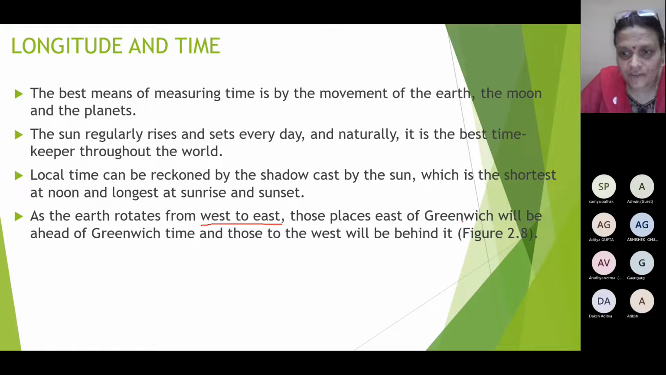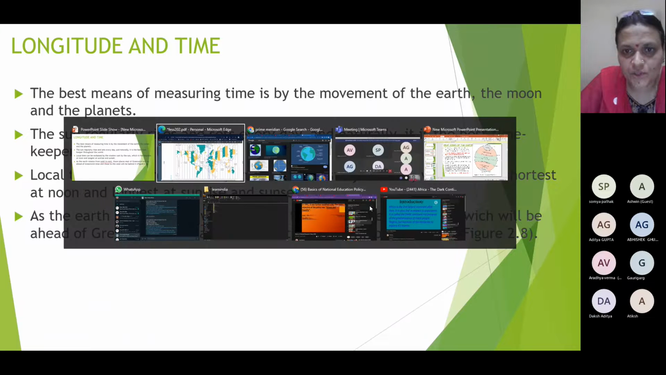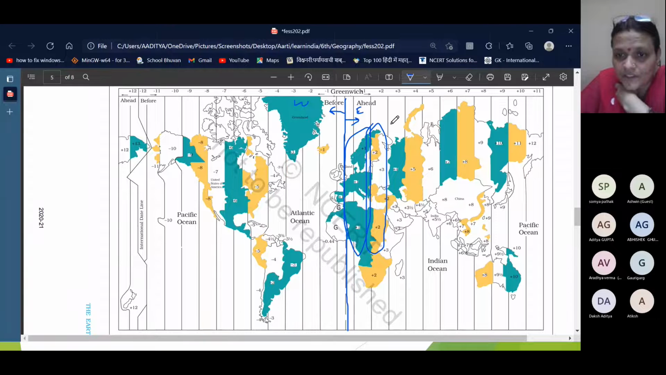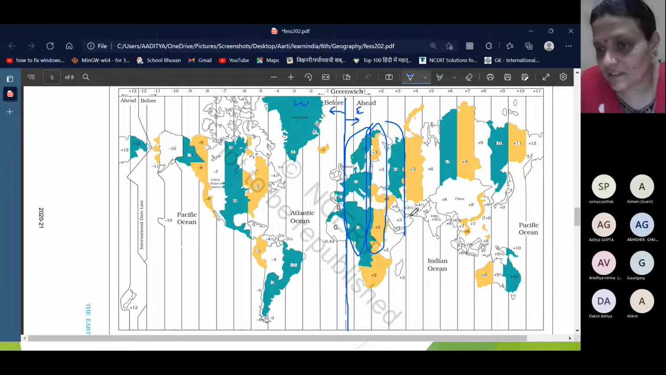It says those places east of Greenwich will be ahead. Now let us go to east of Greenwich. This is east, and this is west. So they will be ahead. All these places are ahead by 1 hour, 2, 3, then 5, 6, 7, 8, 9, 10, 11, 12. So their time is going to be different by that many hours. And this side is going to be late by these many hours.